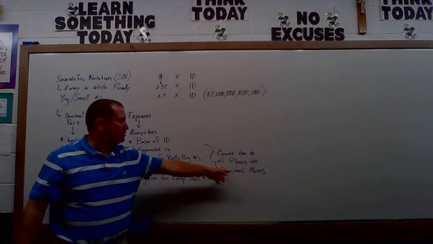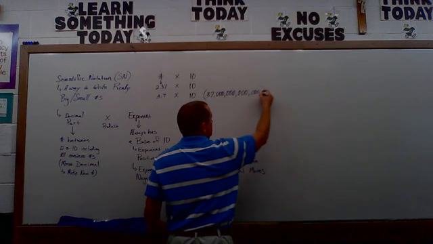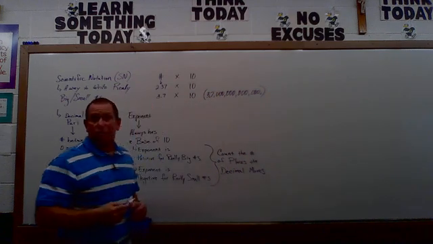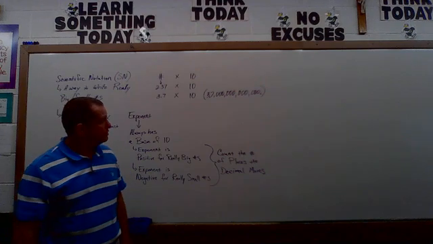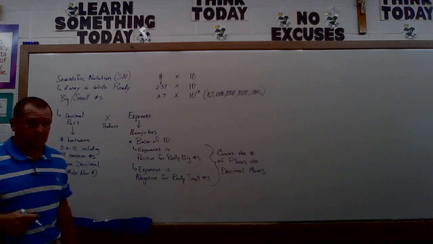And now I'm going to count the number of places that the decimal moved. So where did it start out? It starts out right there, right? Where does it end up? It ends up right there. So how many places did I move? 13. So that becomes my exponent.